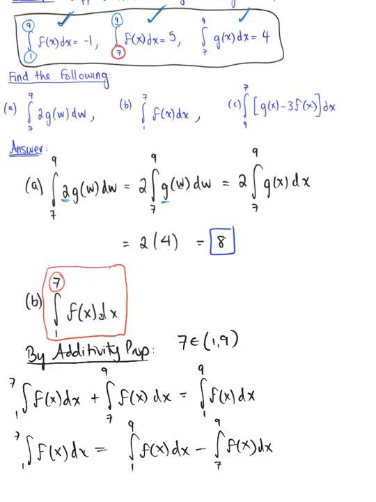And so now we're ready to evaluate. We know that the definite integral from 1 to 9 of f of x dx is equal to -1. And this is going to be minus the definite integral from 7 to 9, which is equal to 5, for a beautiful final answer of -6.